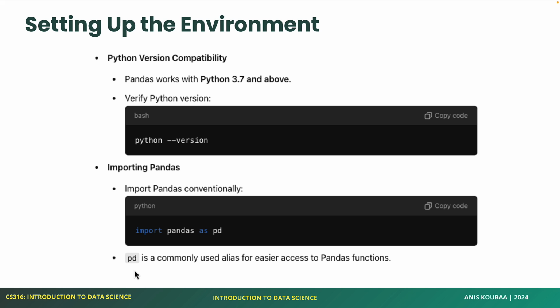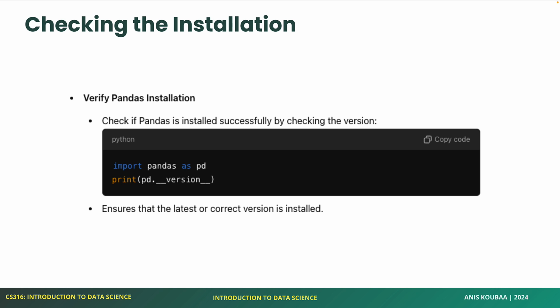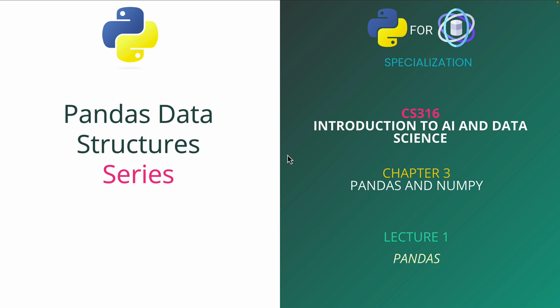And this is how we usually import Pandas. We import pandas as pd, so we make an acronym. Later on, we can use pd.DataFrame to create a new data frame, or pd.Series. You can also do import pandas and use pandas.DataFrame or pandas.Series, that's also possible. And after installing Pandas, you can check its version by printing pd.__version__, with double underscores before and after. This ensures the latest and correct version is installed. So this is from the installation perspective.